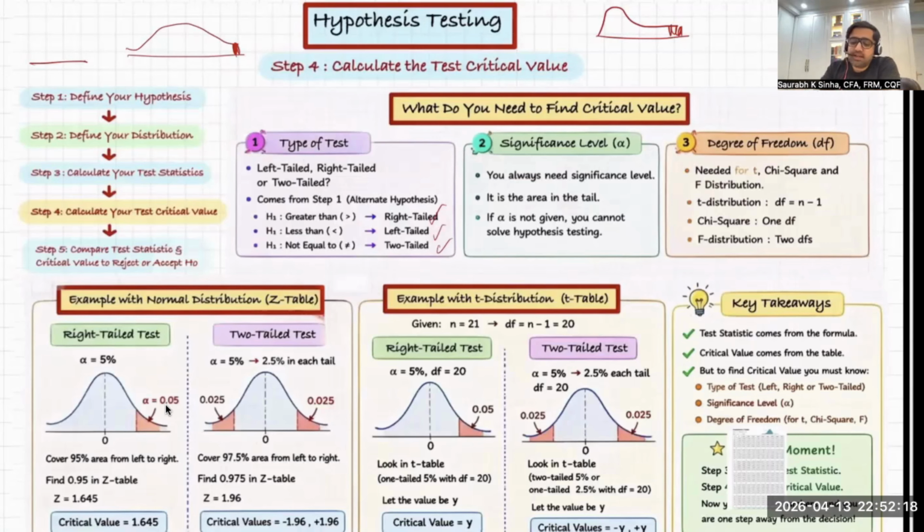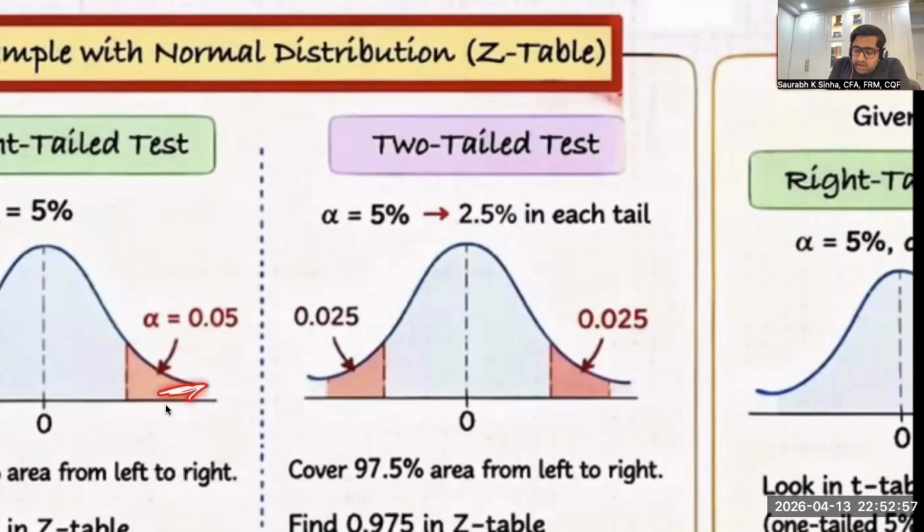What is the second thing? Significance level. Say the significance level for our example is 5%. What is significance level? Significance level is the area in the tail. Since it is a right tail test, you will cover 5% area in the right tail. If you keep on covering 5% area in the right tail, you get this point. This point is the critical value.